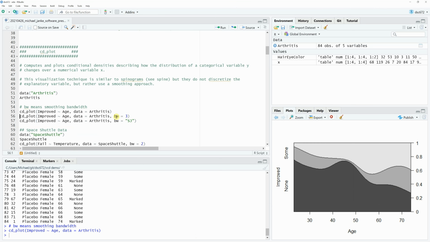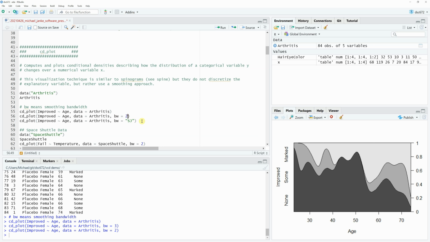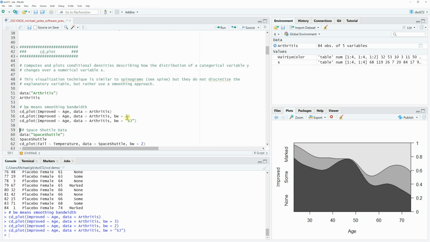One of the parameters we can pass is BW, which is smoothing bandwidth. Here's an example from the documentation. We can see that it changes it a little bit. Really, what the CD plot is doing is applying some smoothing to the values to make it a little more readable as opposed to jagged. I can take that and make it 2, and we can see this is kind of all over the place. They give this other example. I'm not exactly sure what SJ stands for, but it's very similar to the 3.